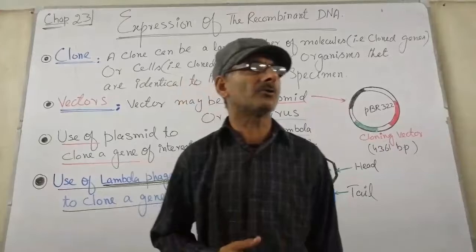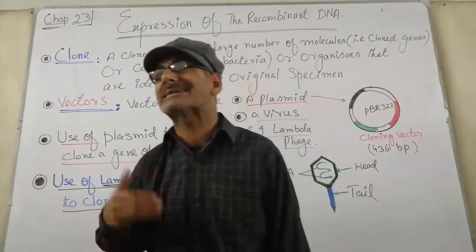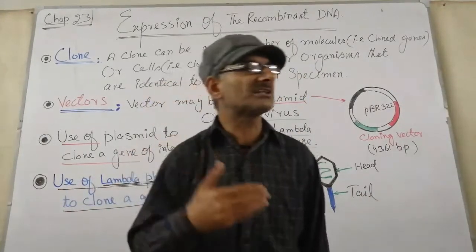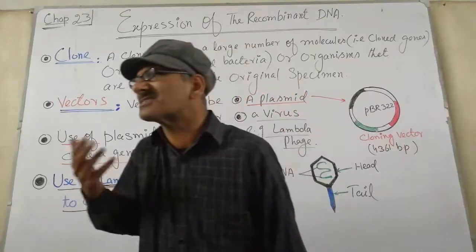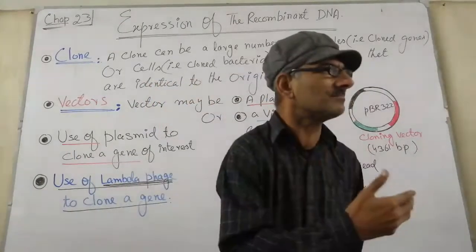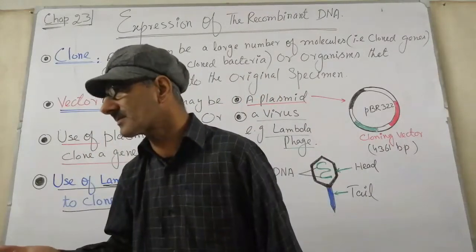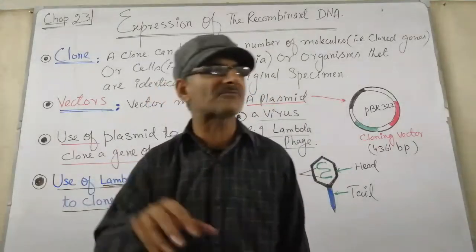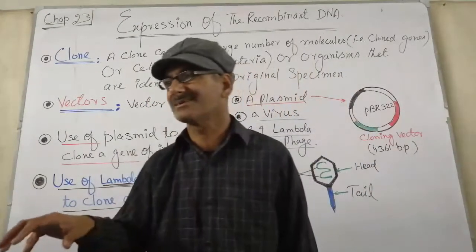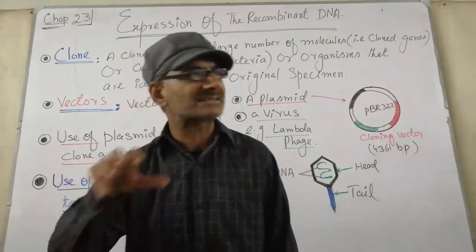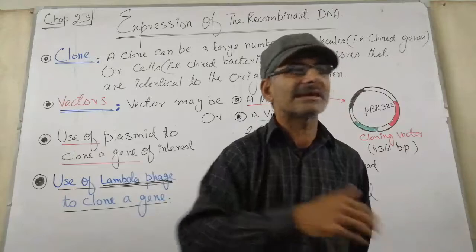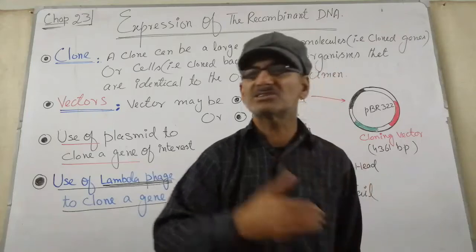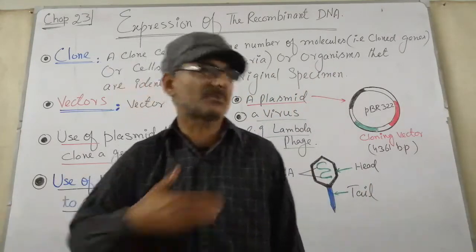Today, we will discuss about expression of the recombinant DNA. For cloning of a gene of interest, we require an expression system. This expression system may be a bacterium. In the bacterium, recombinant DNA in which gene of interest is present is inserted. When recombinant DNA is inserted into the host bacterium, it will express itself. Many copies of the gene can be obtained in this process.